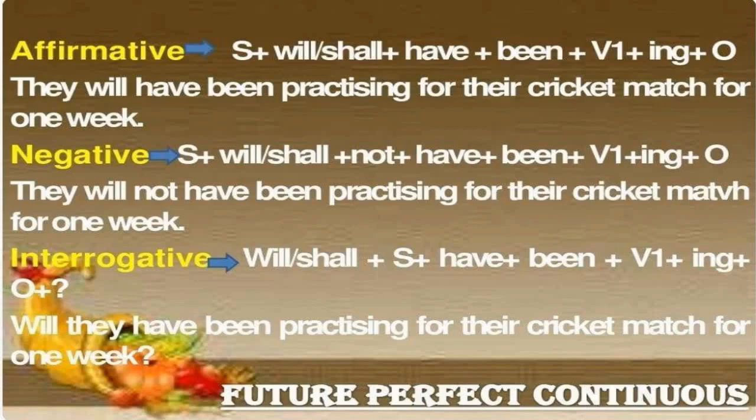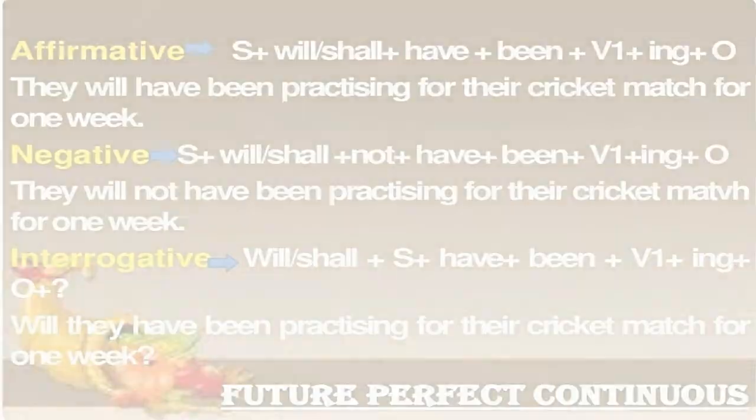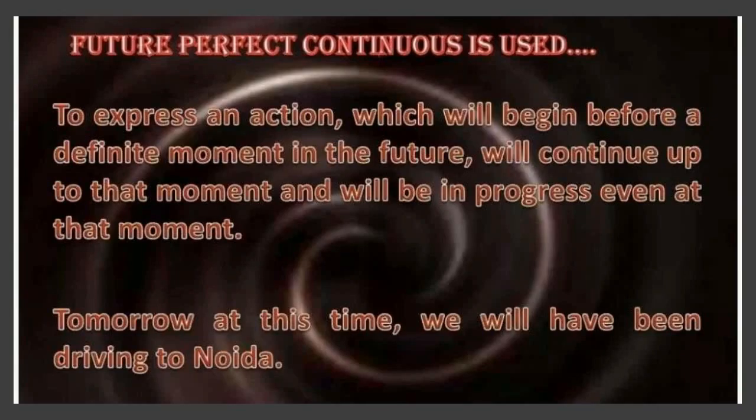So let's move on to see its implementation and the application. Where do we apply it? Future perfect continuous is used to express an action which will begin before a definite moment in the future, will continue up to that moment and will be in progress even at that moment. Tomorrow at this time we will have been driving to Noida. Noida is a place somewhere I know, but I prefer not to tell you right now.